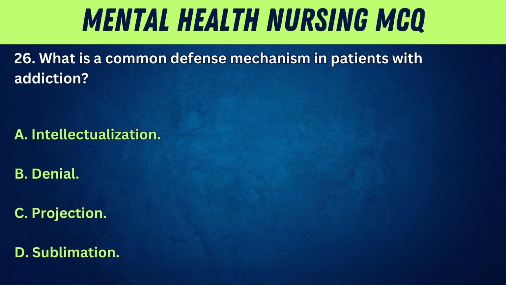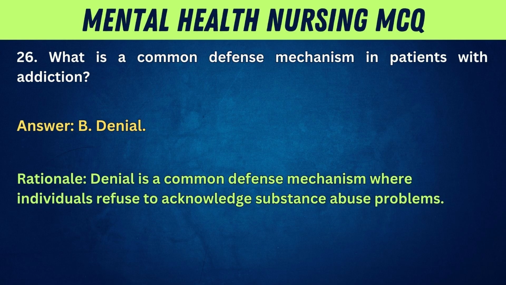What is a common defense mechanism in patients with addiction? A. Intellectualization. B. Denial. C. Projection. D. Sublimation. Answer: B. Denial. Rationale: denial is a common defense mechanism where individuals refuse to acknowledge substance abuse problems.